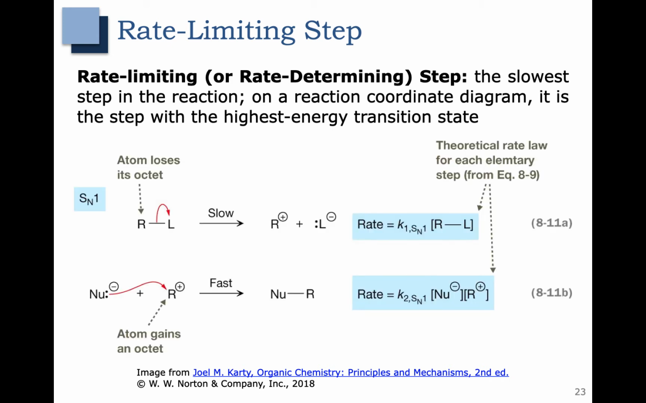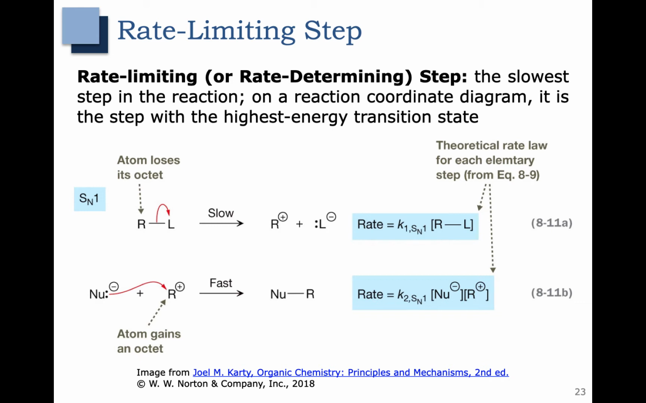Let's take a look at the rate laws for the SN1 reaction. In the SN1 reaction, we have two steps. So that means we have two rate laws, one rate law for each step. The rate law tells us that the rate of the reaction is dependent on k, the rate constant, and also the concentration of the substrate. The brackets mean concentration, and the RL is referring to the substrate.